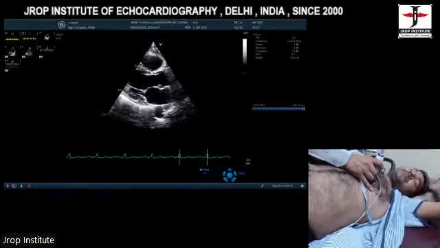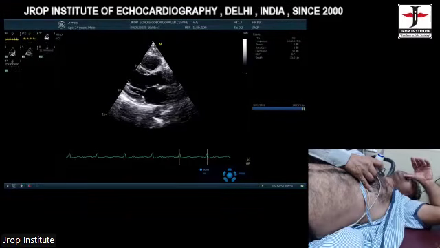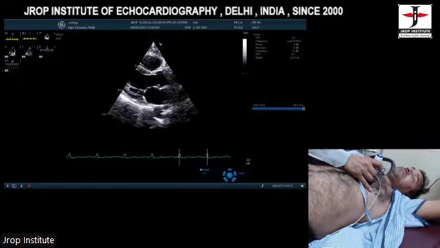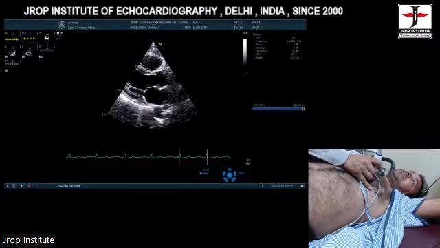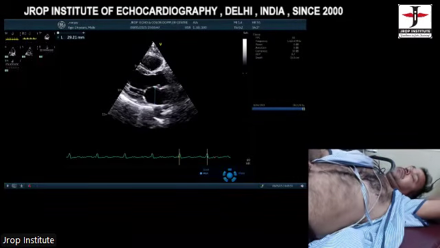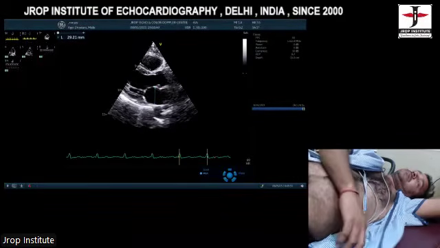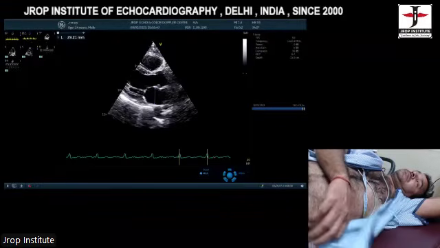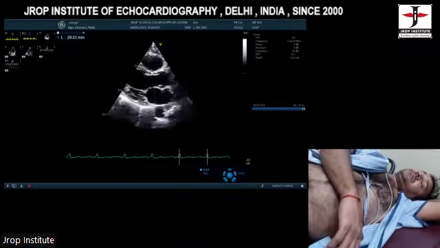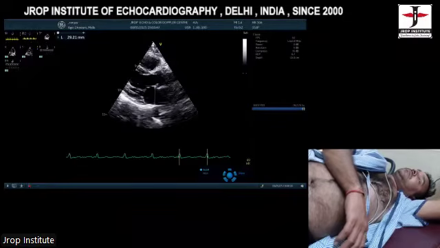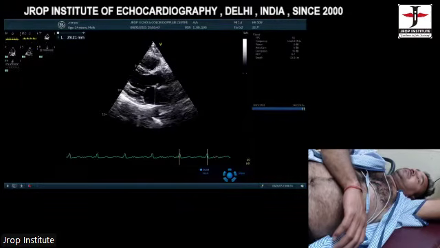And the second thing is the LV dimension, during diastole and systole. Now this is my LA dimension, 29 millimeters divided by body surface area. Whenever you see both the anterior part of the LA and the posterior part of the LA clearly, that's where the dimension is measured.